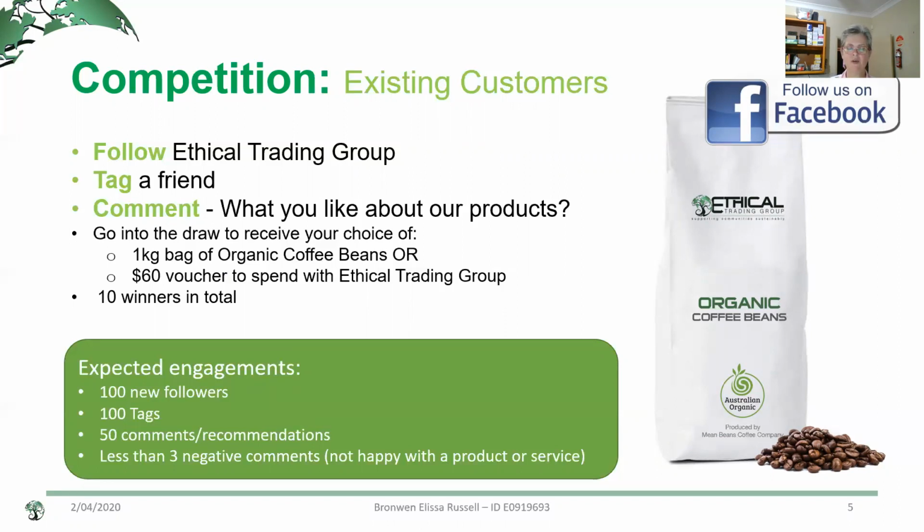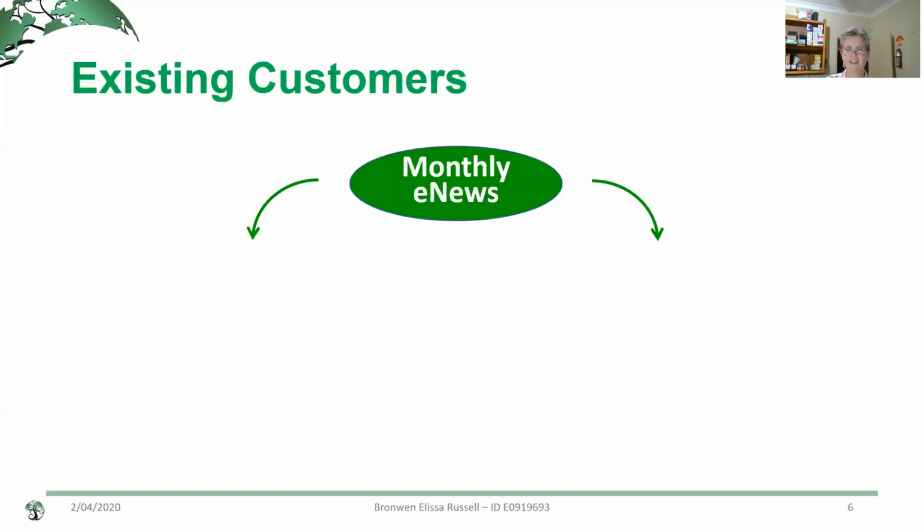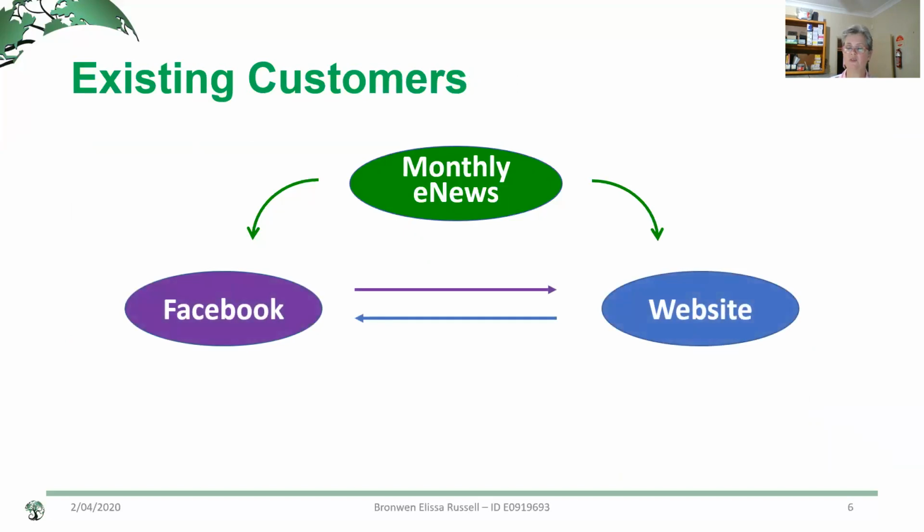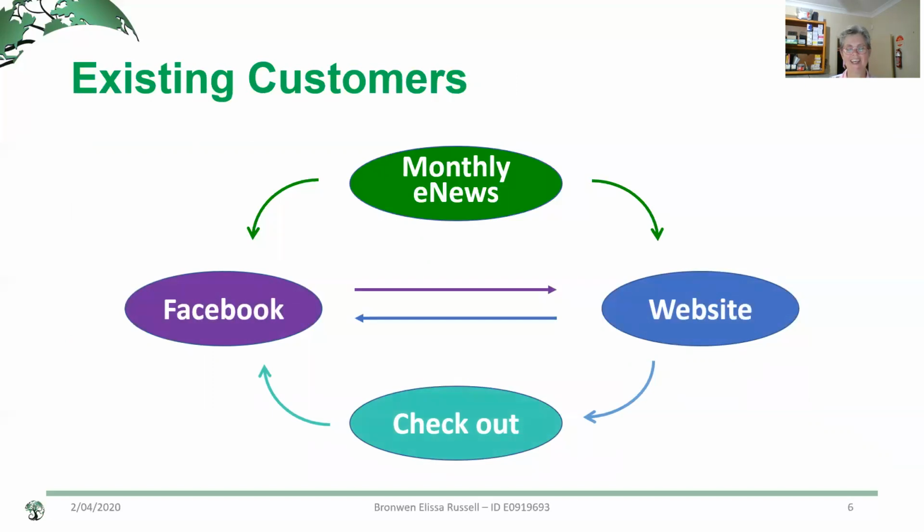So from this, we hope, because we've only got about 200 odd existing customers, that at least 100 of those will start following and possibly tag some friends, and then get about 50 comments or recommendations for products. This would be done mainly through our email marketing, and it will drive traffic through to our Facebook and website. And of course, if we get sales, we hope that it will encourage them to share what they've purchased through social media.